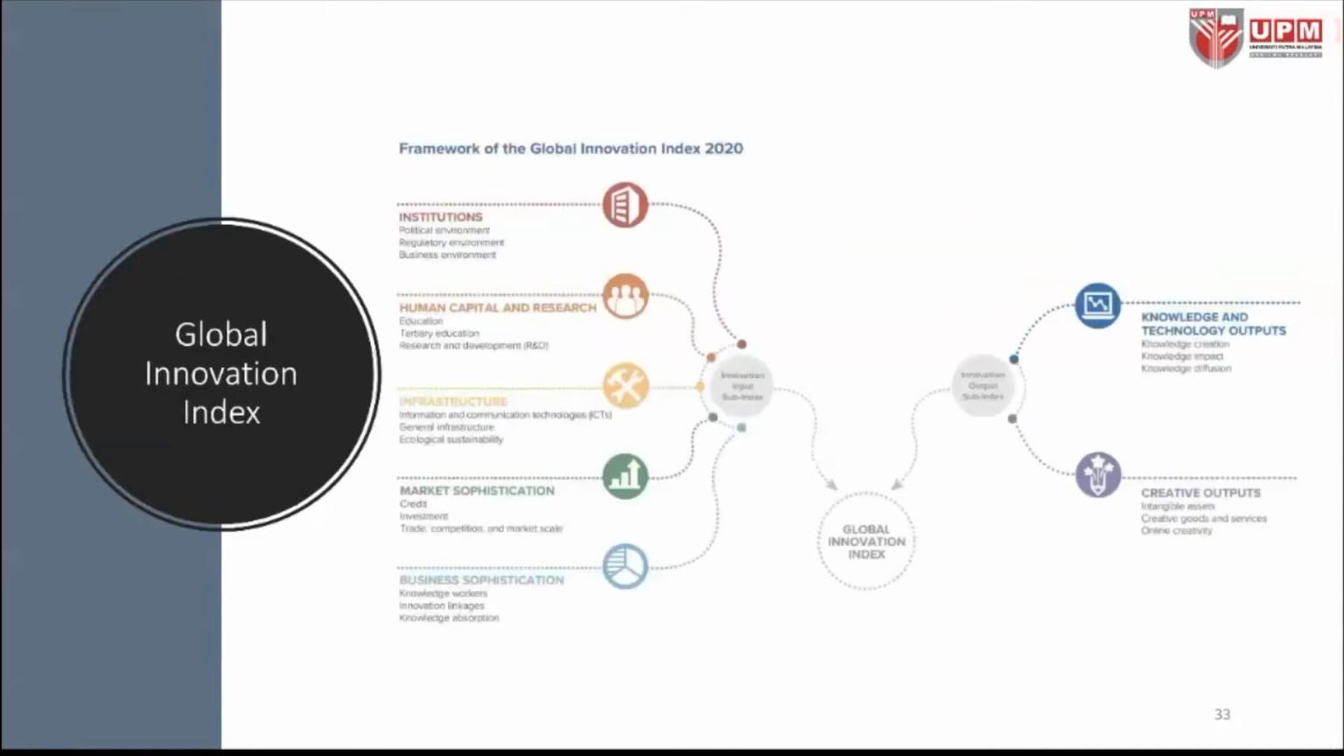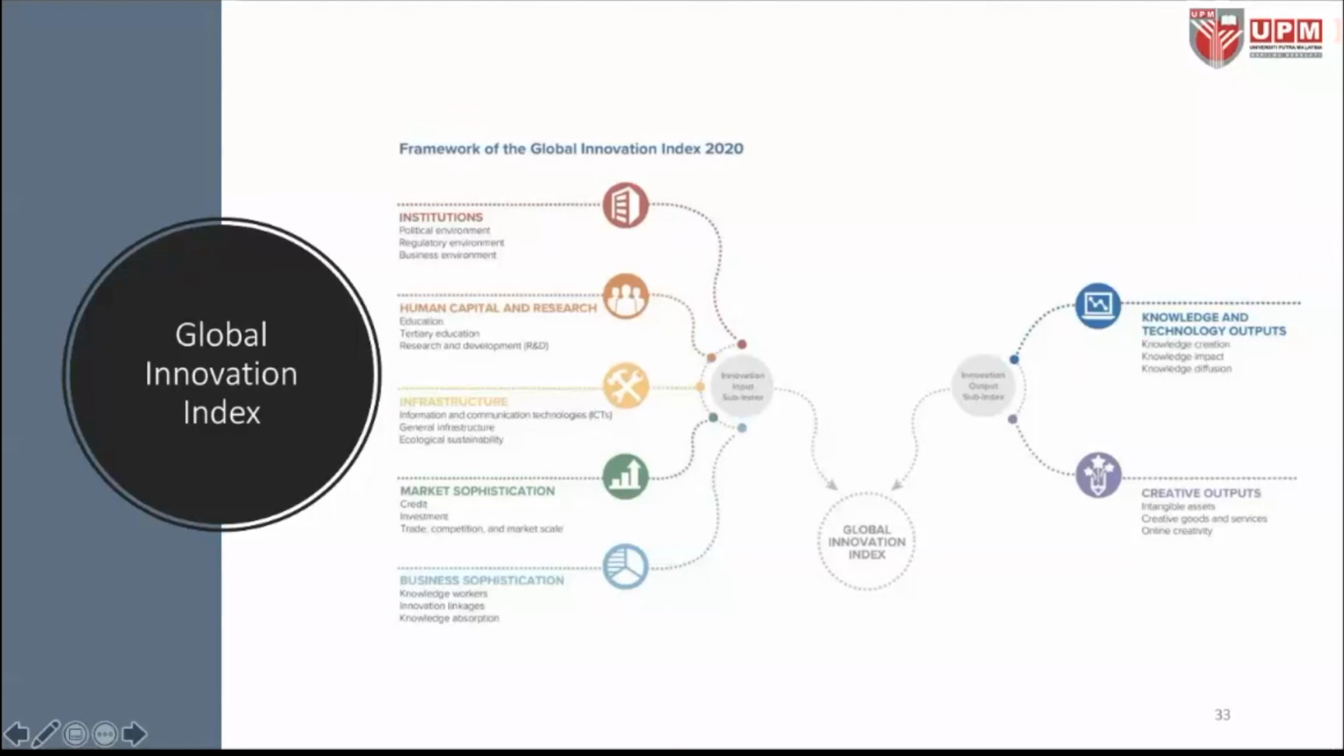Let us look into a more detailed framework of the Global Innovation Index. They do not just look at the IP, the number of IP being produced. They look at whether the country has, in terms of the institutions, a political environment, regulatory environment, business environment, right? So that supports the innovation. And human capital, where they have education, the university, tertiary education, and R&D activities.